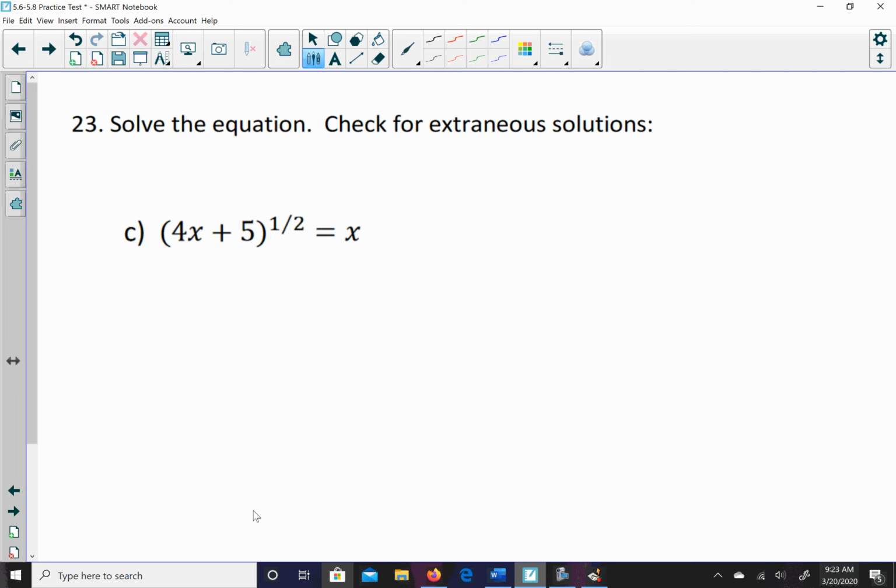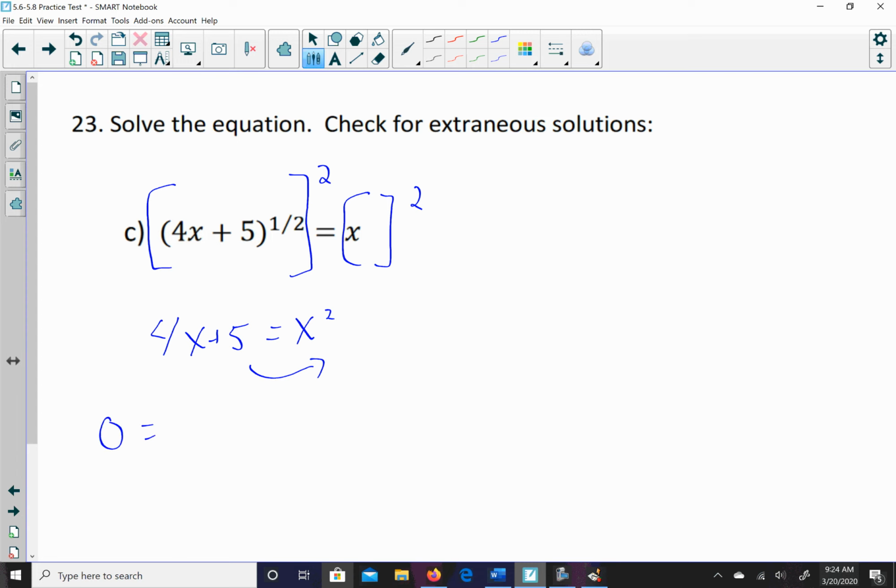The next one, I have this parenthesis raised to the 1/2 power. It's isolated on one side by itself. So to get rid of that fractional power, I'm going to raise it to the second power, which means I'm going to raise this to the second power. I have to do the same thing to both sides. So this will be 4x plus 5 is equal to x squared. Again, it's quadratic, so you're going to set equal to 0. Again, I like to keep my lead coefficient positive, so I'm going to take everything over to this side. So 0 is equal to x squared minus 4x minus 5.